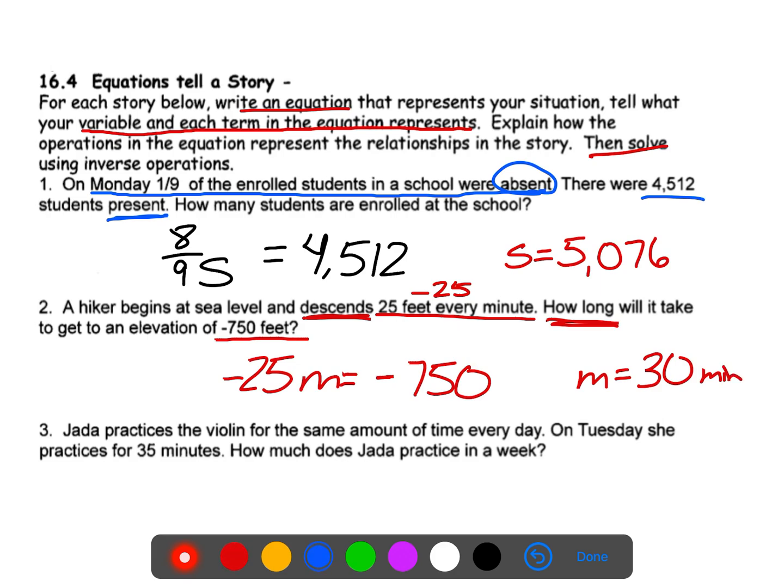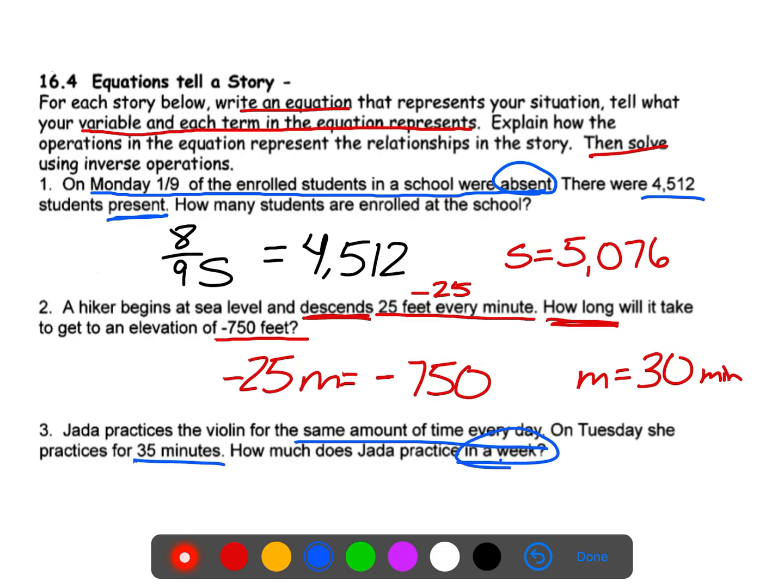Now, lastly, Jada practices the violin for the same amount of time every day. On Tuesday, she practiced 35 minutes. How much does Jada practice in a week?